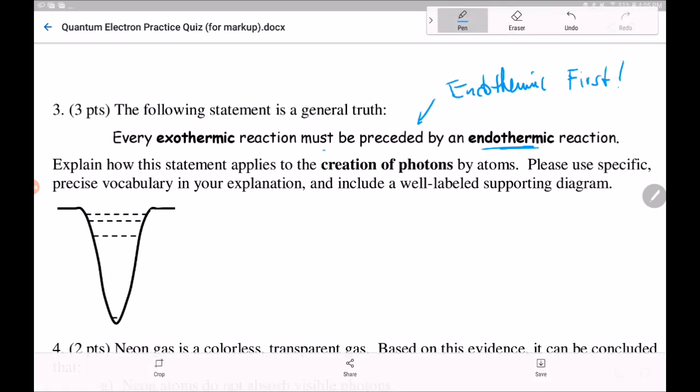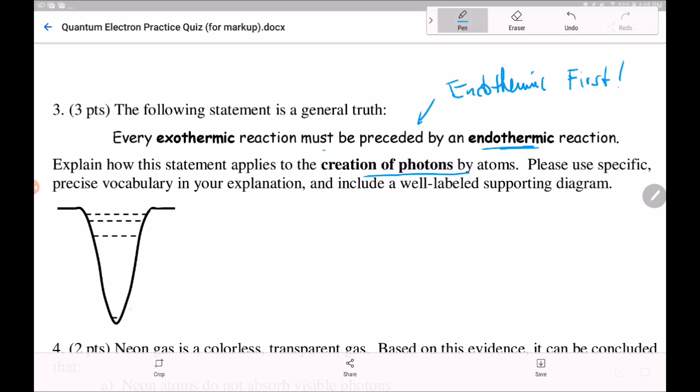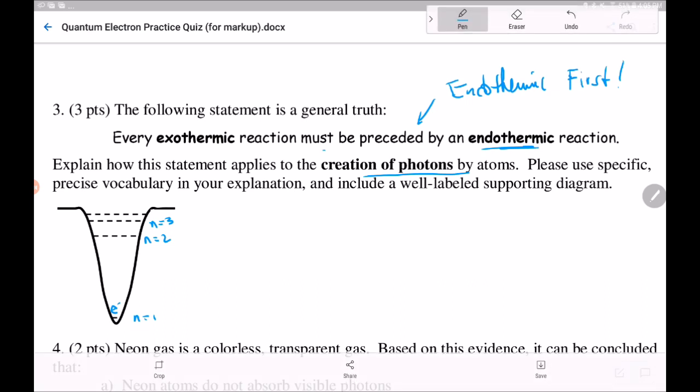So let's figure out why that's generally true. Creation of photons should be familiar to you. Here we have a quantum atom, n equal 1, n equal 2, n equal 3, etc. Electrons naturally are found at the lowest energy possible. That's ground state. If an electron is at ground state, no photon can be produced. So how do we get a photon?